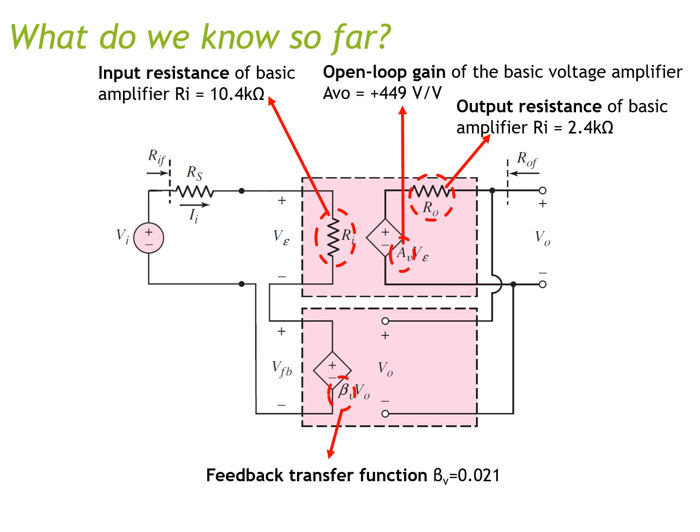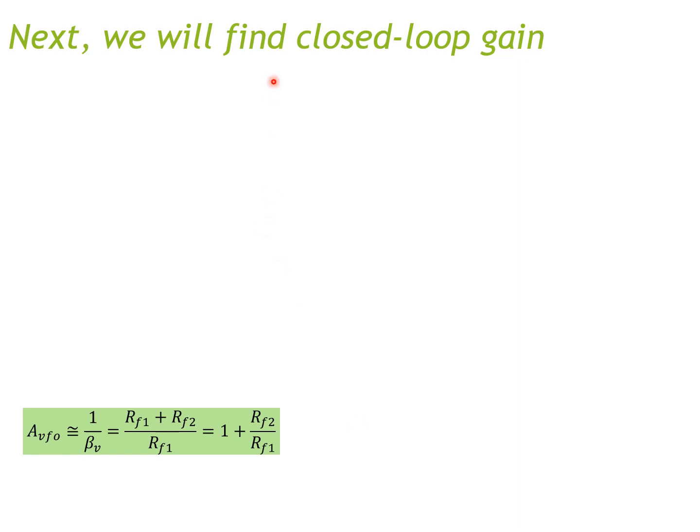We also found the feedback transfer function to be 0.021. Next we need to find the closed loop gain. Here I give you an easy way. You can estimate the closed loop gain to be 1 over beta V, which is approximately the sum of RF1 and RF2 over RF1, so you can quickly estimate your closed loop gain. However, let's go a little deeper. We can first calculate the loop gain, which is beta AV, and it's going to be equal to 9.4.